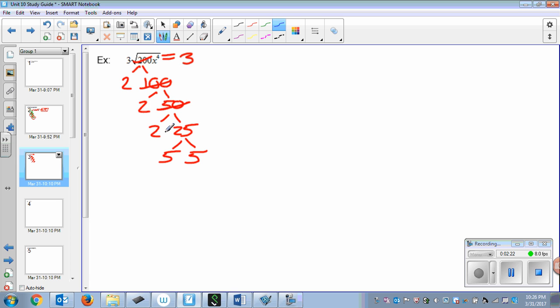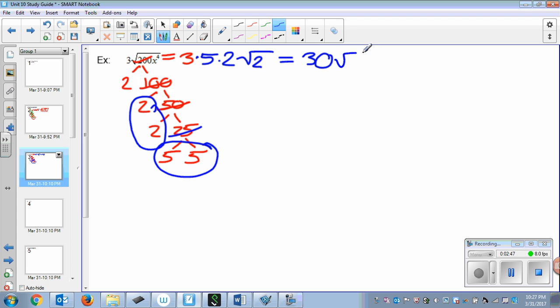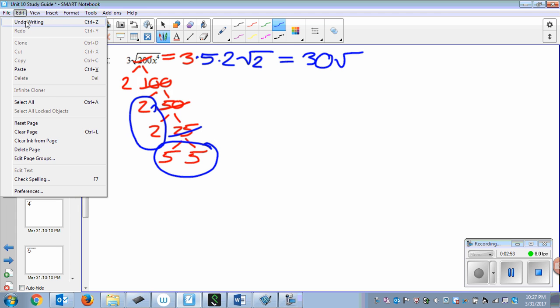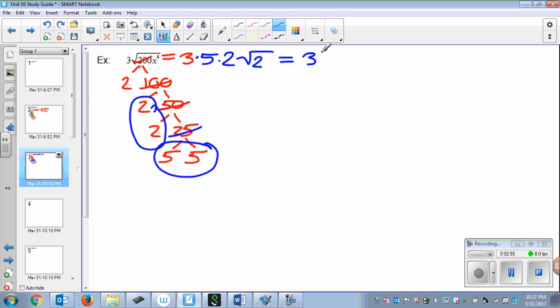So now I'm looking again for groups of 2. Oops, and I forgot to cross out the 25. I've got a group of 5s and a group of 2s. So those are my couples, they're going to come out. So a 5 comes out and a 2, and inside I still have a 2. So my last step is multiply everything on the outside together. 3 times 5 is 15, 15 times 2 is 30, and I still have the square root of, oops, actually we forgot, sorry, to do my letters. So I have 30 on the outside, but I didn't do my x to the 4th.